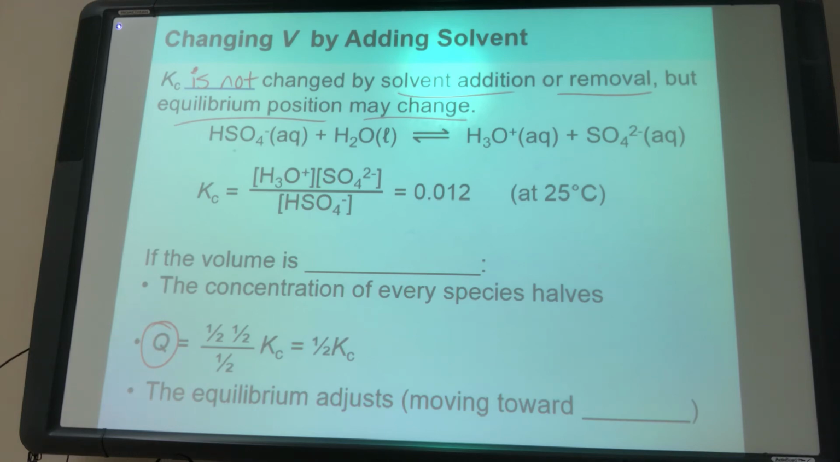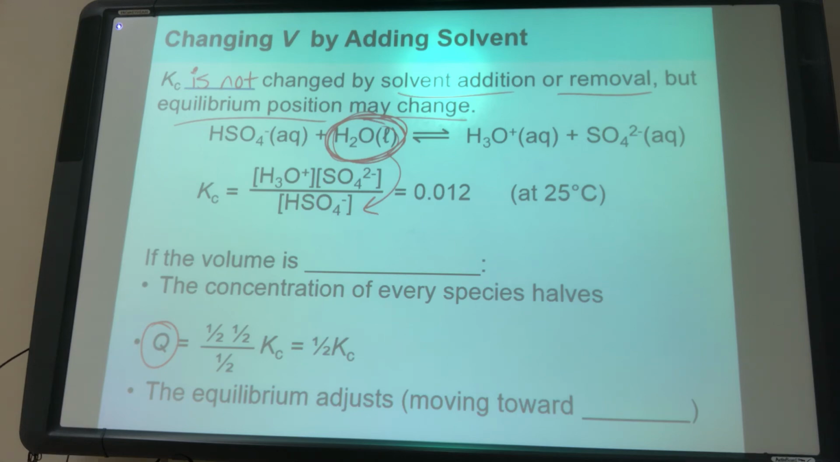That's my Q. My Q may change. So let's look at this reaction. I got HSO4 minus, I got some water, H3O plus. Remember, this is a liquid, so it's not in my Kc equation. That's why if I change it at all, it doesn't matter. Because it's not in the equation, it doesn't change my number, my Kc number. Okay? But it will change the volume.